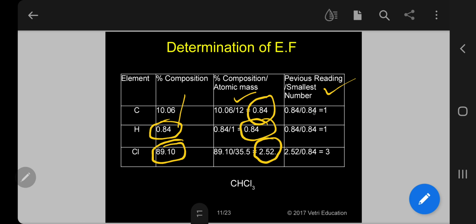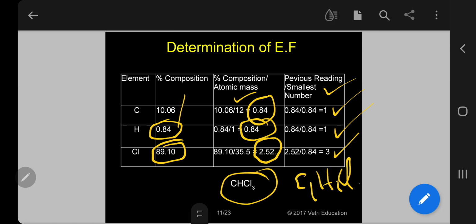First case, in the case of carbon, 0.84 by 0.84 is 1. In the case of hydrogen, again 0.84 by 0.84 is 1. In the case of chlorine, 2.52 by 0.84 is a whole number, 3. So I am now representing these values against the corresponding elements, that is C1, H1, Cl3.